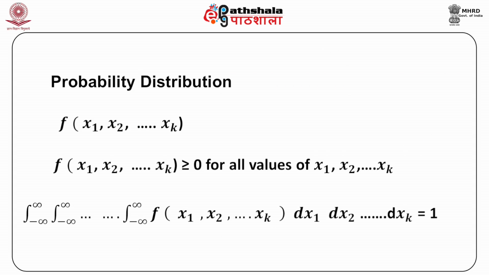Also, the function f of x1, x2 right up to xk should satisfy, first, that f(x1, x2, right up to xk) is greater than or equal to 0 for all values of x1, x2 right up to xk, and second, that the integration from minus infinity to plus infinity, again the integration from minus infinity to plus infinity, right up to the integration from minus infinity to plus infinity of the function f(x1, x2 up to xk) dx1 dx2 right up to dxk is equal to 1.